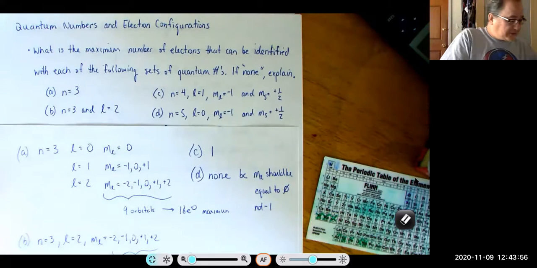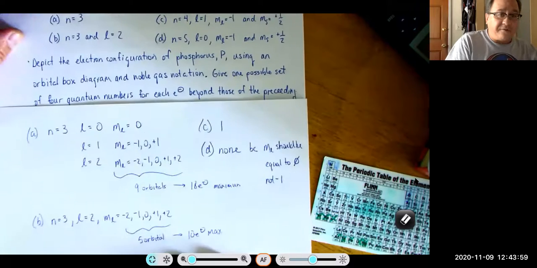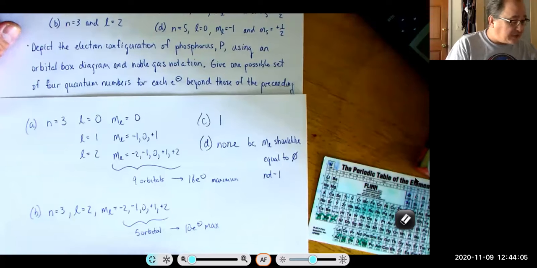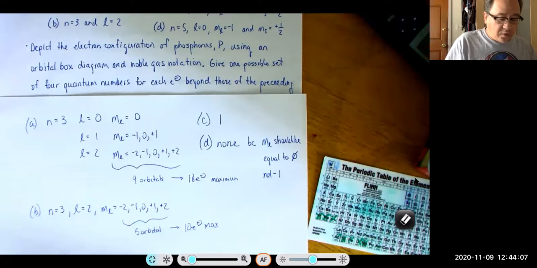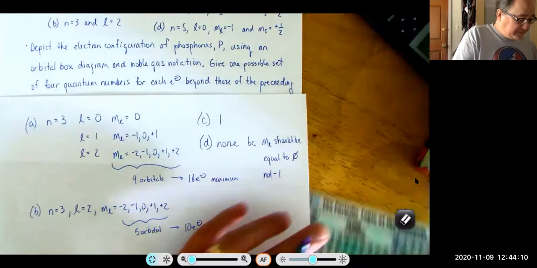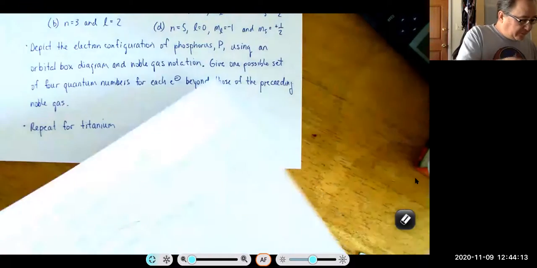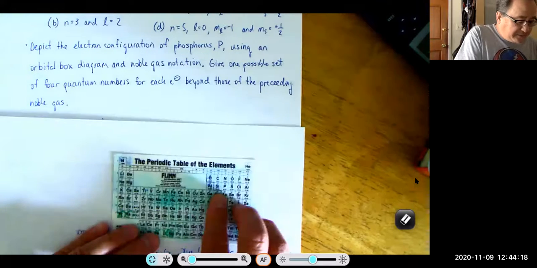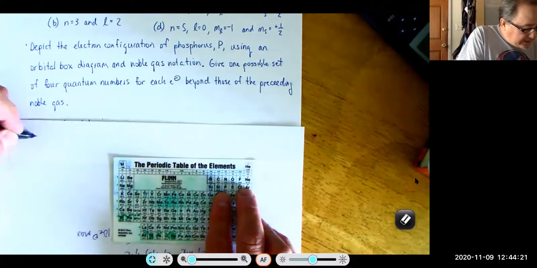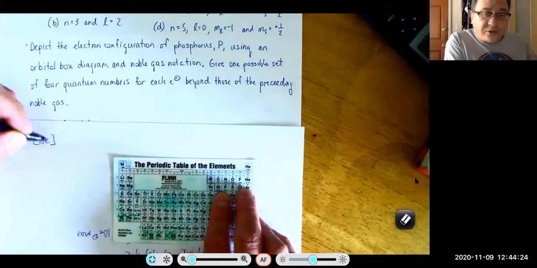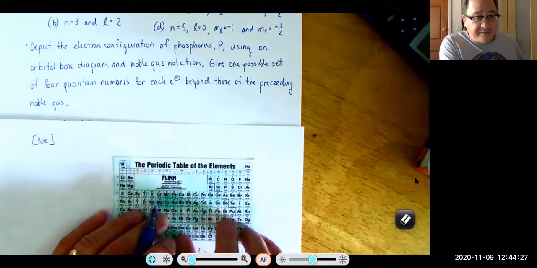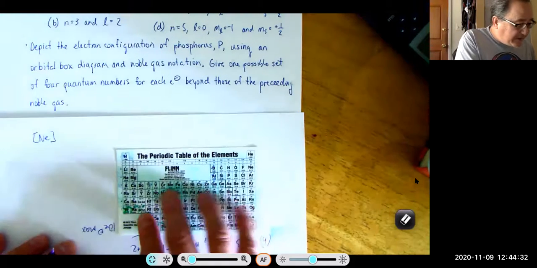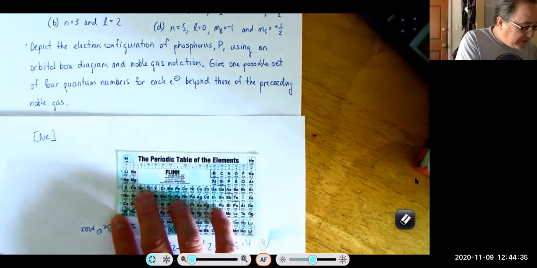Okay, let's go down to the next one. Depict the electron configuration of phosphorus using an orbital box diagram and noble gas notation. So we're going to start with a noble gas. And phosphorus is right here. So we're going to start with neon. And I don't go straight to the orbital box. I start with SPDF, even though they say orbital box.